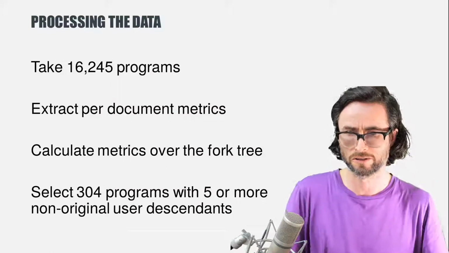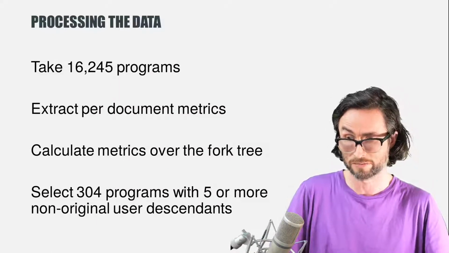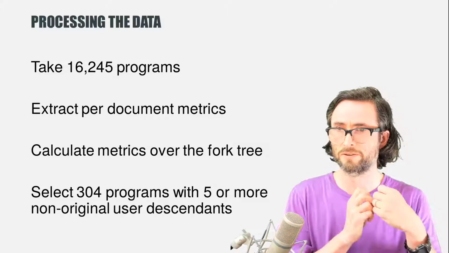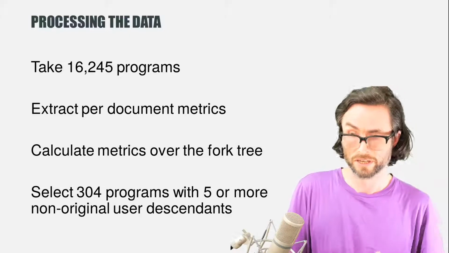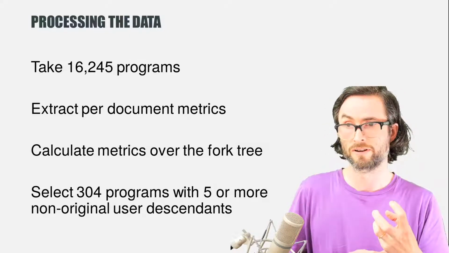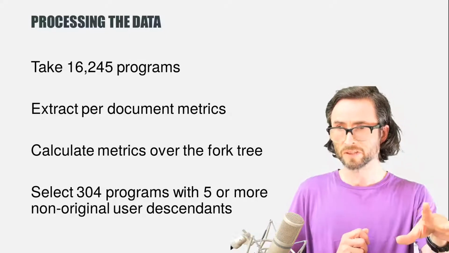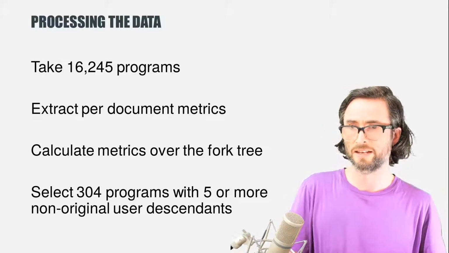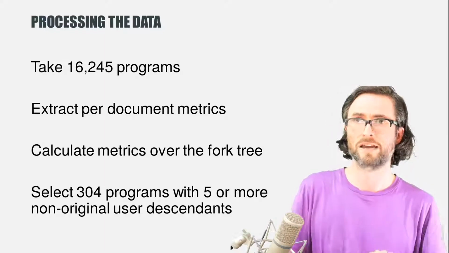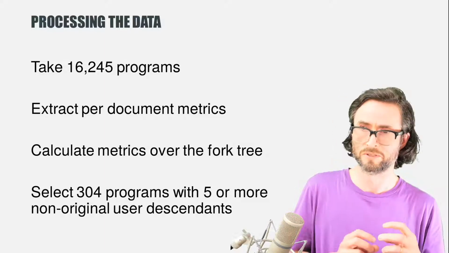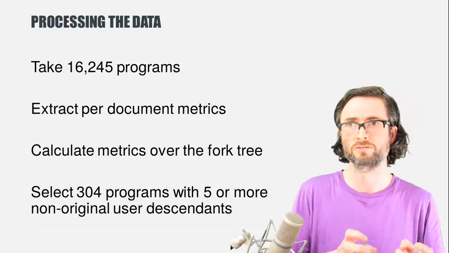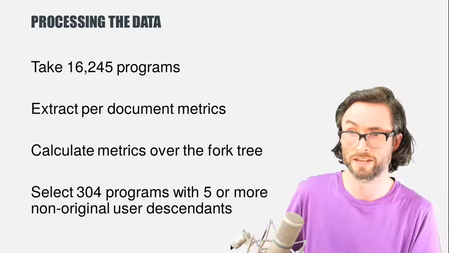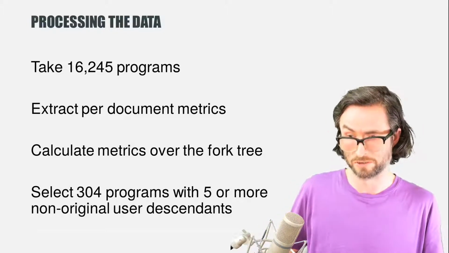So the process is we took 16,245 programs and we extracted those metrics for every document, and then we calculated those as averages over the fork tree. So we can say, for this starter program, we can see exactly what happened to all instances of that program over the fork tree, and that allows us to characterize the patterns of behavior on important programs. We define important programs as these 304 programs on the system which had 5 or more forks by people other than the original creator. So these are programs that other people are using.